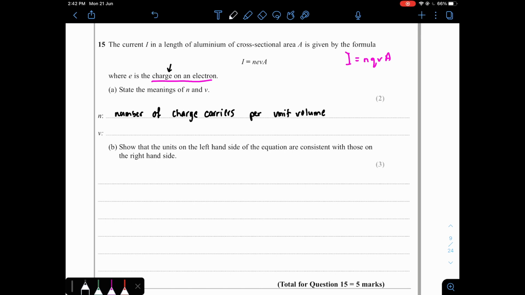Now, how can we get to this? Let's just make n the subject. So n would be I over QvA. That's how we know this is n, the number of charge carriers per unit volume. v times A will give us unit volume. Okay, v is just the average velocity, but of what? Just to clarify, it's usually the velocity of the charge carriers.